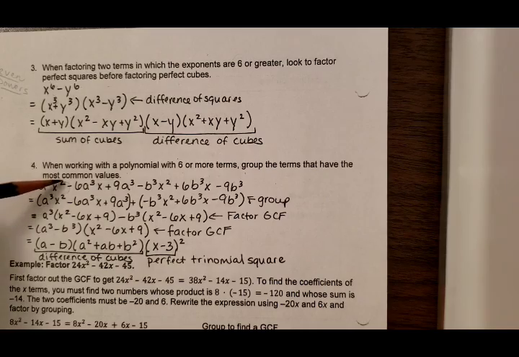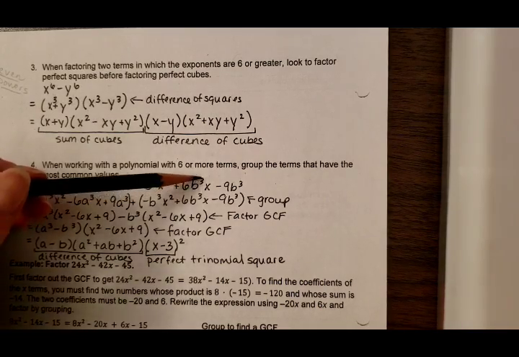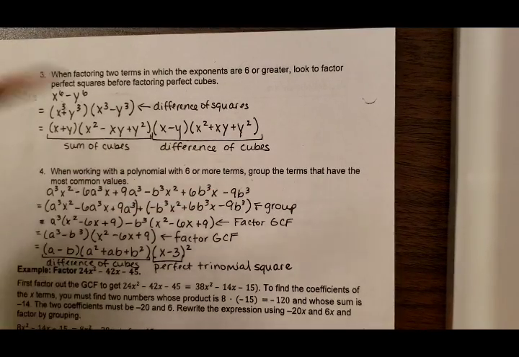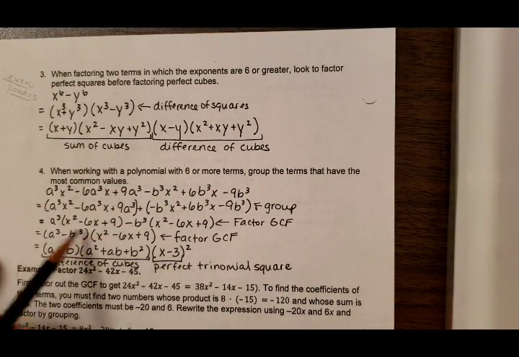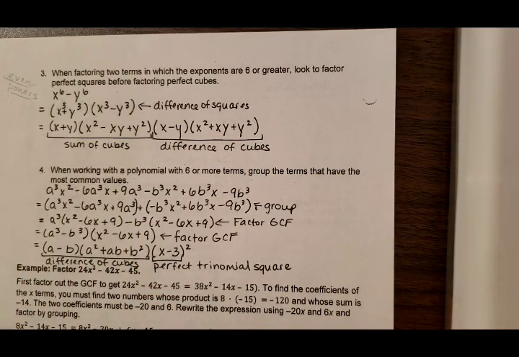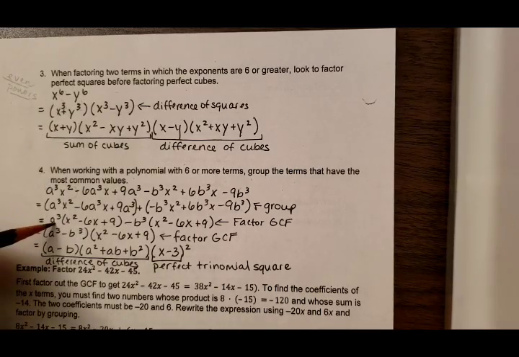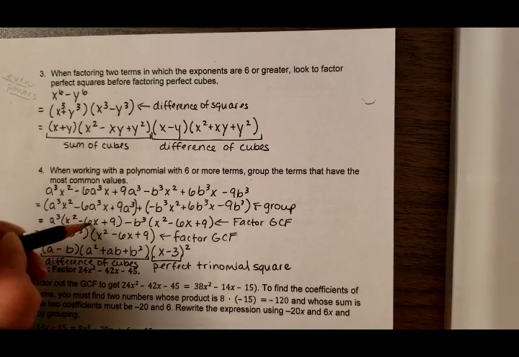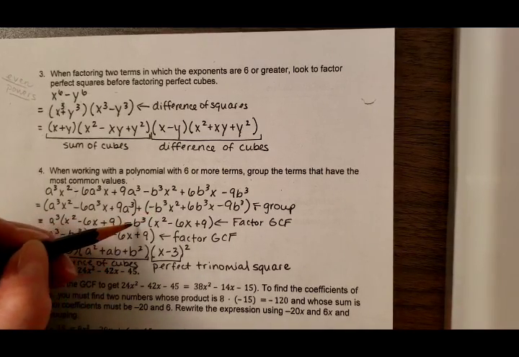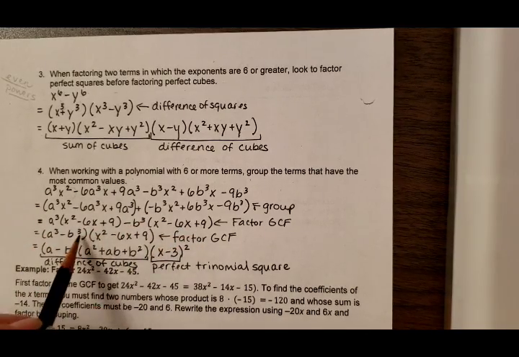So we have a cubed x squared minus 6a cubed x plus 9a cubed minus b cubed x squared plus 6b cubed x minus 9b cubed. Notice, I have 3 terms that have an a cubed in them and 3 terms that have a b cubed in them. I'm going to group those together. So just look for things that are in common to try to group them together. Then factor out what's common. Pull out an a cubed. I'm left with x squared minus 6x plus 9. I factor out a negative b cubed. I have x squared minus 6x plus 9. Hey, that's familiar.